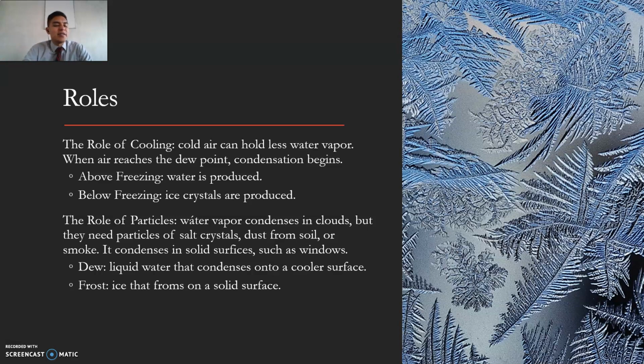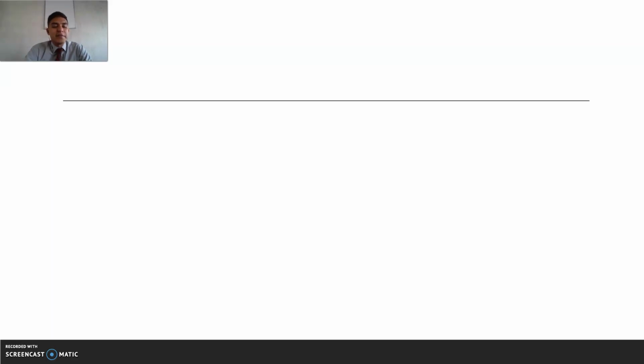But we also have frost, and it is ice that forms on a solid surface. And of course, the picture that we have on our right now is a very clear example of frost. So instead of producing water, the water vapor is directly turned into ice. And if it forms on top of an object, just like the leaves that we can see right here, it's something that we are going to call frost.